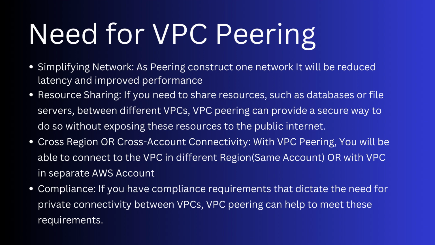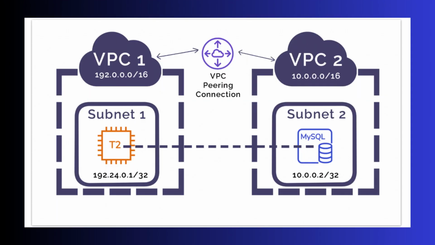Third is cross-region or cross-account connectivity. With VPC peering, you will be able to connect to a VPC in a different region in the same account, or to a VPC in a separate AWS account. Lastly, compliance. If you have compliance requirements that dictate the need for private connectivity between VPCs, VPC peering can help to meet these requirements. Now let's look at this diagram to understand how VPC peering works.